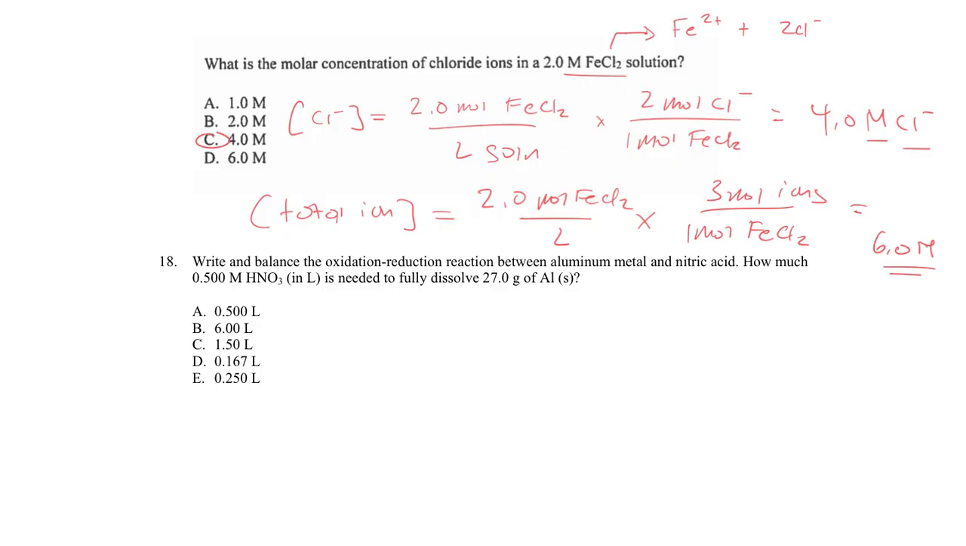So you could calculate specific ion concentration. You can calculate total ion concentration. The more ions a mole of a compound has, the greater the ion concentration.